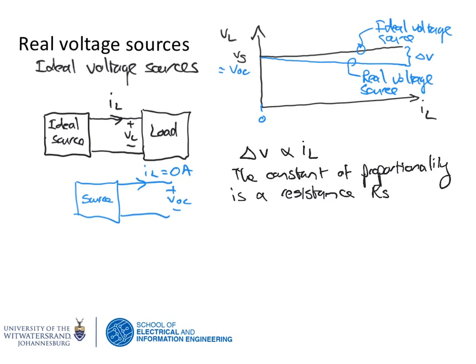And you can see that we can write the equation for a real voltage source. We can write that the load voltage VL is equal to V open circuit minus IL RS. And so this is the open circuit voltage, which is what an ideal source looks like, and this is that delta V in our little graph.